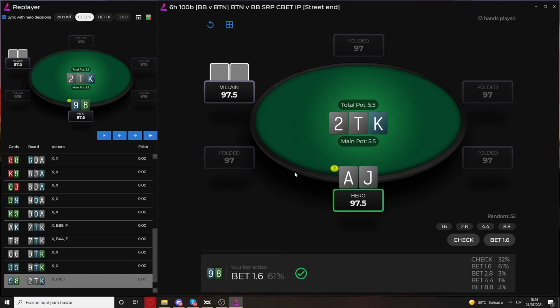Sometimes with the combo draws, you see that they check a lot, but I feel like we have an overcard, we have open-ender blockers, we have showdown value, we can get called by worse. Yeah, I believe it's a fairly decent hand to bet. I'm gonna go small here.